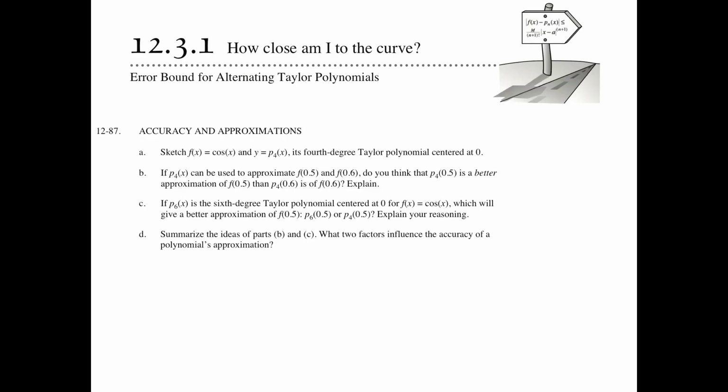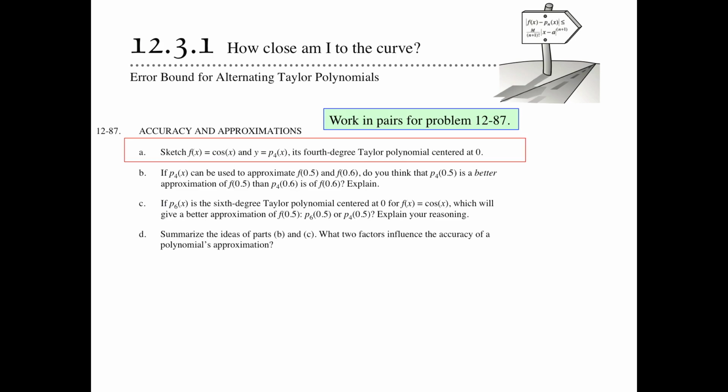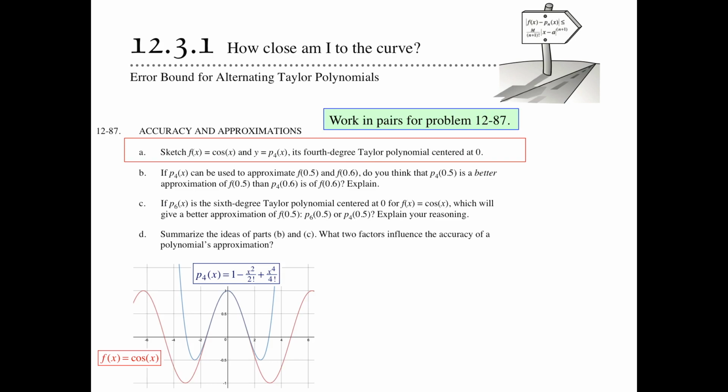For the first problem in lesson 12.3.1, problem 12-87, have teams work in pairs. The way you can do this is, without opening their books, just read out loud part A to the class, which asks teams to sketch the graph of f of x equals cosine x and its fourth degree Taylor polynomial on the same set of axes. Now, each pair will make one large sketch that they can share and reference as we move forward.